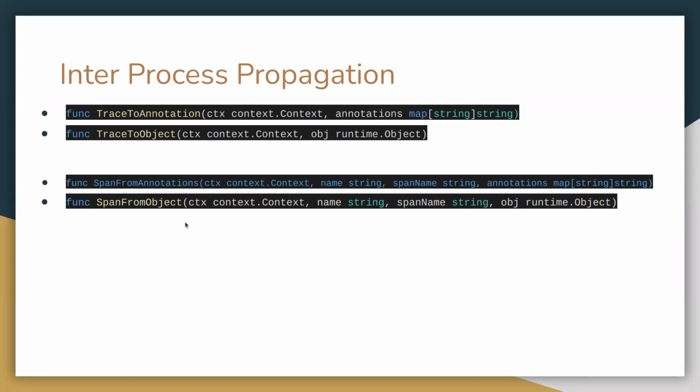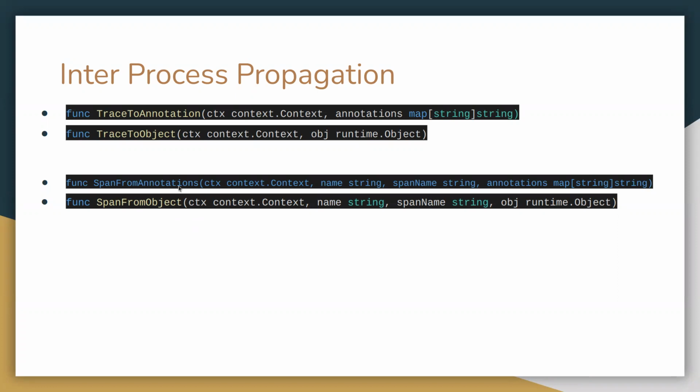span from object function accepts four parameters: the context, the name of the tracer we want to give, the span name, and the runtime object. What it does is it will check the runtime object. If there is a span in the annotations of this runtime object, it will build a span making that annotation trace as the parent span. Otherwise, it will build a new span taking the context that we are provided as the root span.